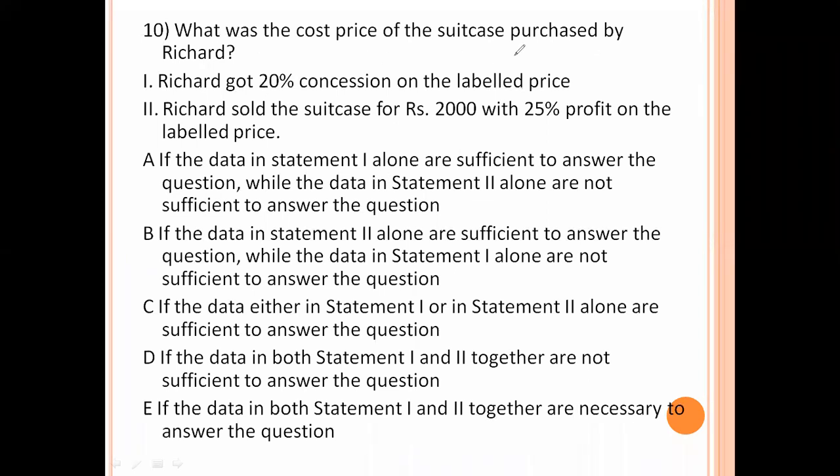So what was the cost price of a suitcase purchased by Richard? Richard got 20% concession on the labeled price. Richard sold the suitcase for 2000 with 25% profit on the labeled price. So here we find the labeled price in the second case. Next, on this labeled price 20% concession is given, which gives the cost price. So compulsorily we need these two statements. So both 1 and 2 are needed to answer that question. So option number E is the right answer.